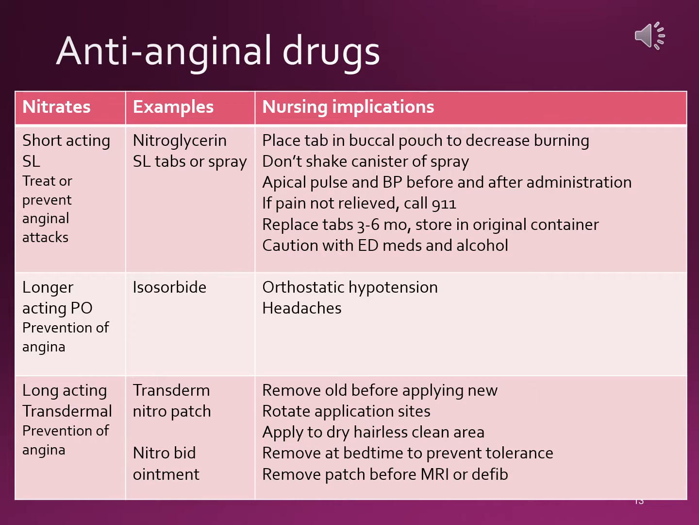This chart talks about the different kinds of nitroglycerin preparations that are available for use in anti-anginal situations. There is a short-acting form that you use sublingually to treat or prevent attacks. It's a tablet, and you can also use a spray. Instructions are here on how to take it. One thing that you need to know is that if it doesn't burn, it's not working.